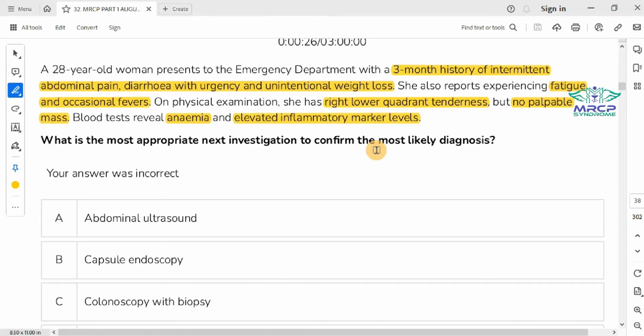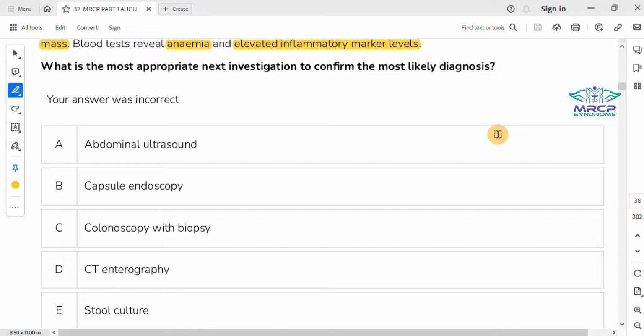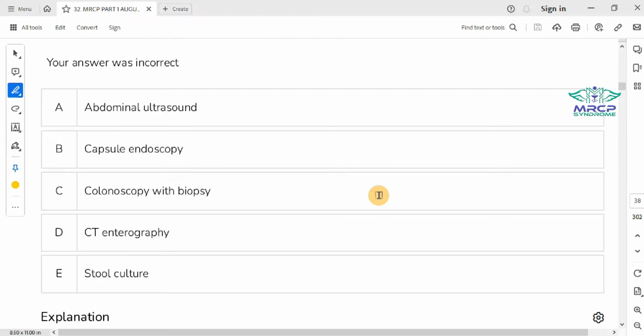Okay, next. A 28-year-old woman presents to the emergency department with a 3-month history of intermittent abdominal pain, diarrhea with urgency, and unintentional weight loss. She also reports fatigue and occasional fevers. On physical examination, she has right lower quadrant tenderness, but no palpable mass. Blood tests reveal anemia and elevated inflammatory marker levels. What is the most appropriate next investigation to confirm the most likely diagnosis? Abdominal ultrasound, capsule endoscopy, colonoscopy with biopsy, CT angiography, or stool culture?